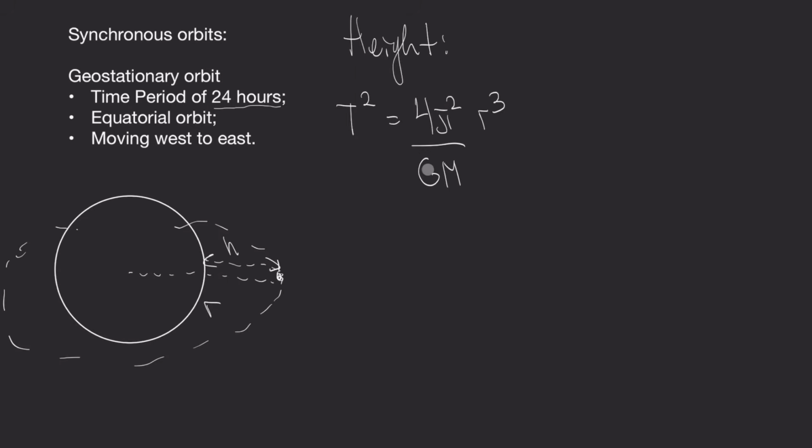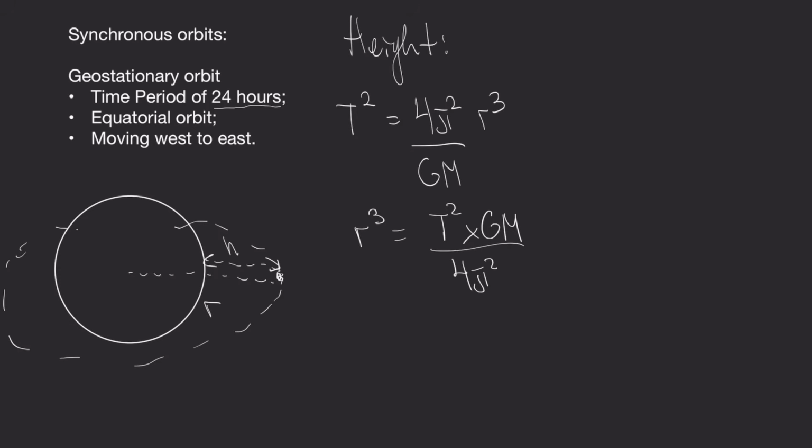We know what G is. We know that the time period is 24 hours. So we can directly rearrange for r cubed, which is going to be equal to T squared multiplied by GM divided by 4 pi squared.